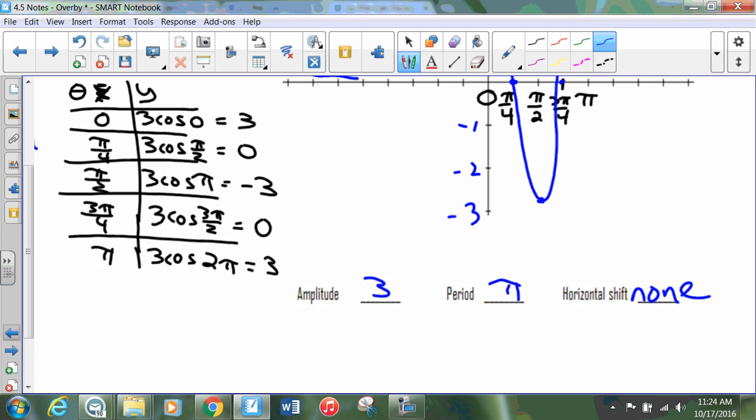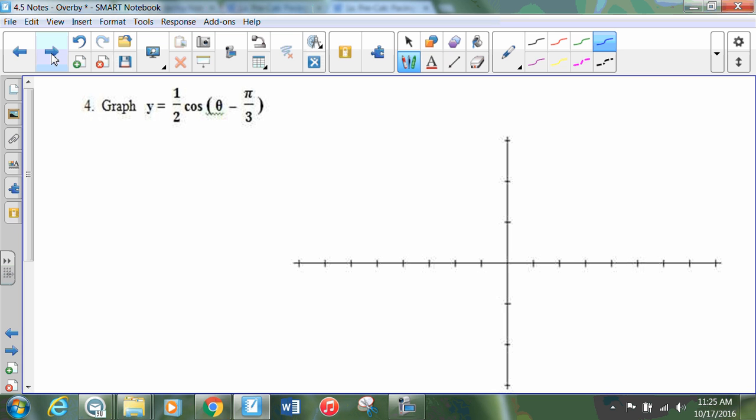All right. So we're going to do one more problem the long way, and then we'll do it the short way too. All right, here we go. So we've got a lot going on. Let's just look at it. Can you tell what the amplitude is? 1/2, good. Can you tell what the period is? Yes, 2 pi, because whatever comes before the theta, we divide that into 2 pi. Okay, so we can already tell some things, but that's okay.